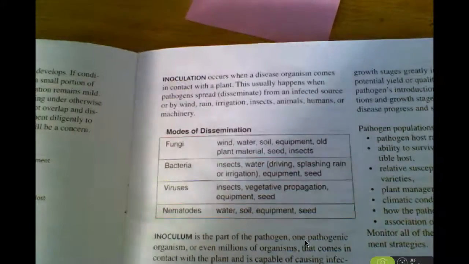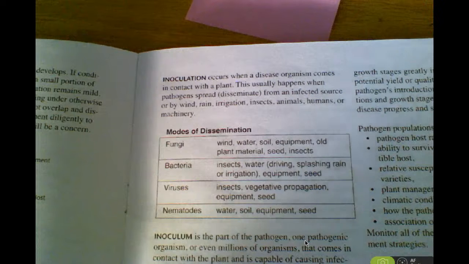Okay, and on page 27, you have a table that gives you the mode of dissemination by fungi, bacteria, viruses, and nematodes. And fungi, almost all of them are disseminated by water. The only ones that aren't are viruses. Fungi are spread by soil, equipment, and older plant materials, seed, and insects. And same thing with bacteria.